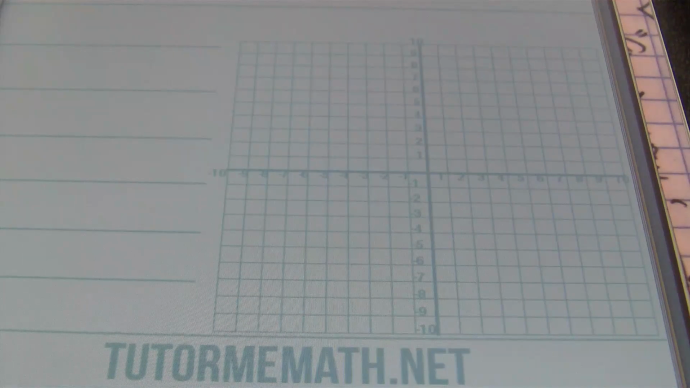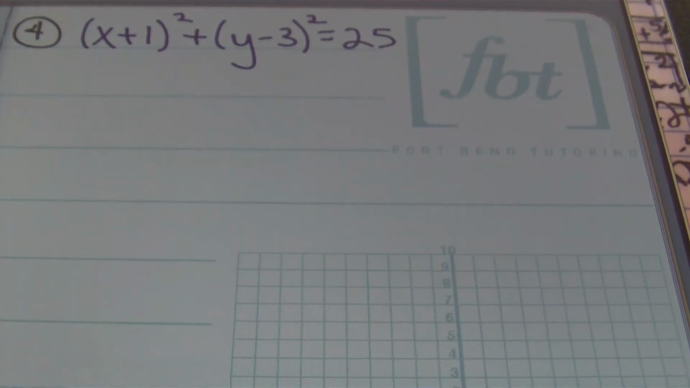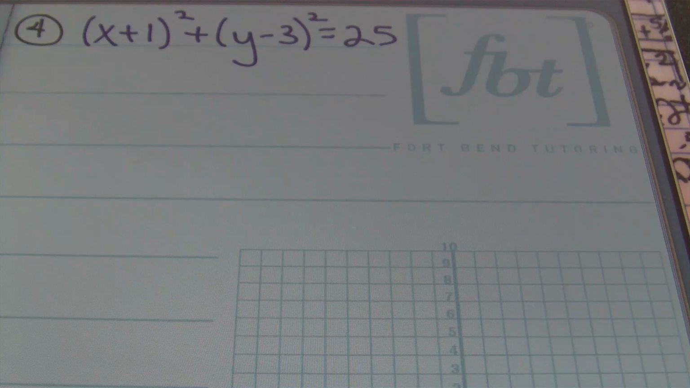Moving on. In problem number 4, we have the quantity of x plus 1 squared plus the quantity of y minus 3 squared, which equals 25. So we're going to start out by finding out what our center is.